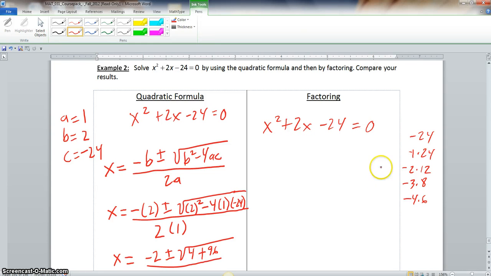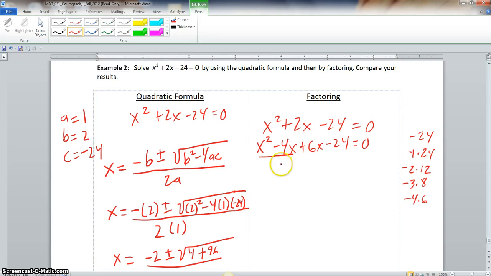Okay, class, picking up where we left off, we came up with -4 and 6 as the two numbers that we need to use here. Because we know -4 times 6 will give us the -24, and -4 plus 6 will give us the 2 here. So we will have x squared minus 4x plus 6x minus 24 equals 0.